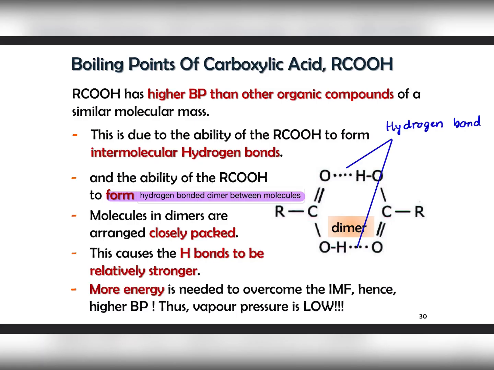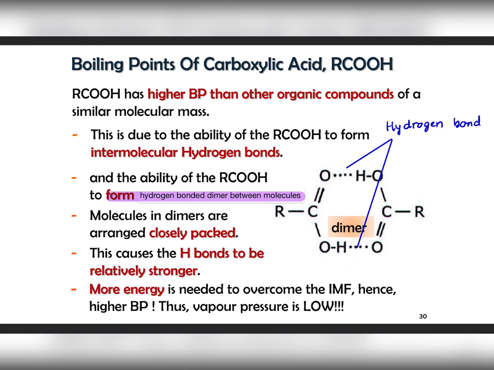Carboxylic acid will has higher boiling point compared to other organic compound of a similar molecular mass. So why is this? This is because of the ability of the carboxylic acid to form intermolecular hydrogen bond. Okay, so kalau kita compare alkane dengan carboxylic acid yang similar molecular mass. Okay, so of course carboxylic acid will has higher boiling point. Why? Because dia boleh buat hydrogen bond. Meanwhile, alkane tak boleh buat hydrogen bond between its molecule.